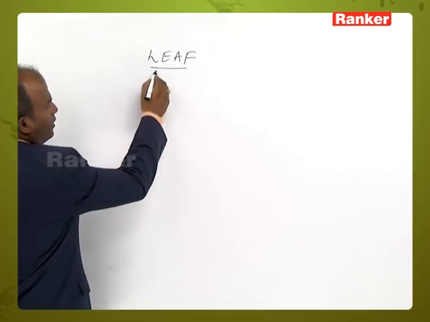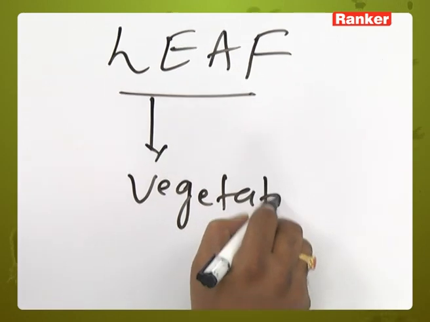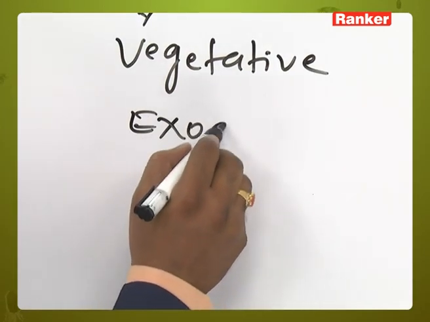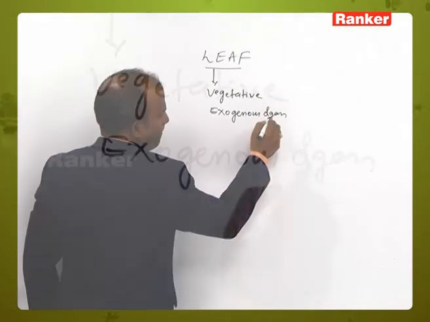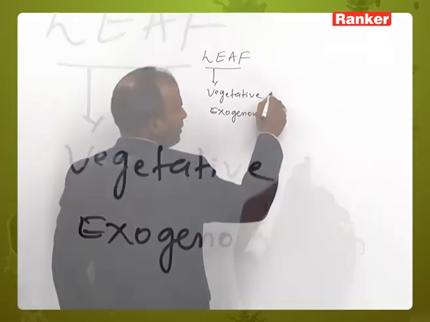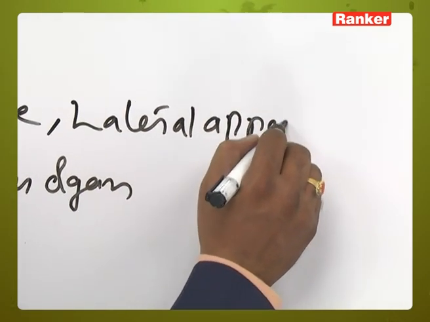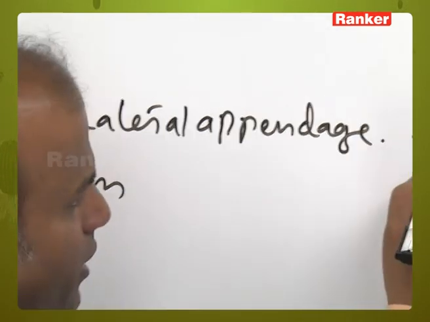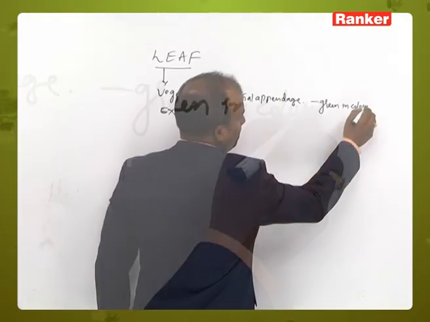Leaf, it is one of the vegetative, exogenous organs. It is one of the vegetative lateral appendages which is present in green in color.